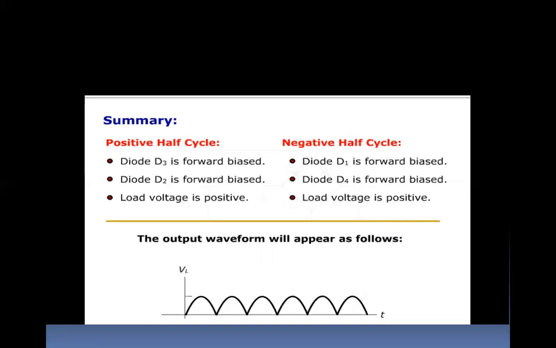So for each cycle, no matter whether it is a positive or negative cycle of the AC input, there is a DC pulsating output. This is called a full wave, or a bridge wave rectifier. And why do we use a bridge rectifier instead of a two-diode full wave rectifier? Just to avoid the center tap of the secondary coil. This is all about rectification.